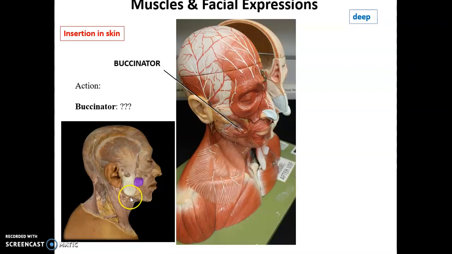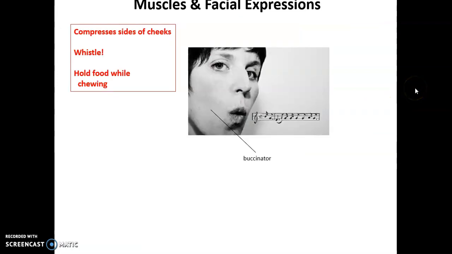Then we have this deep muscle, the buccinator. Hard to see. It's on the lateral sides of the oral cavity. And it also inserts into the skin toward the lips, and it compresses the sides of the cheeks. For instance, you might do this when you whistle. It is also useful in helping to hold food in your mouth and move the food around a little bit when chewing.